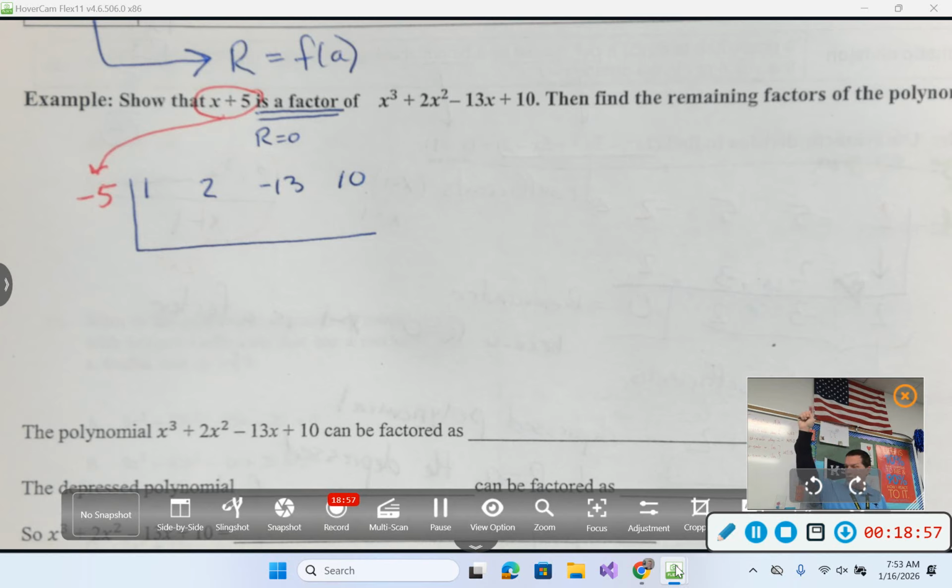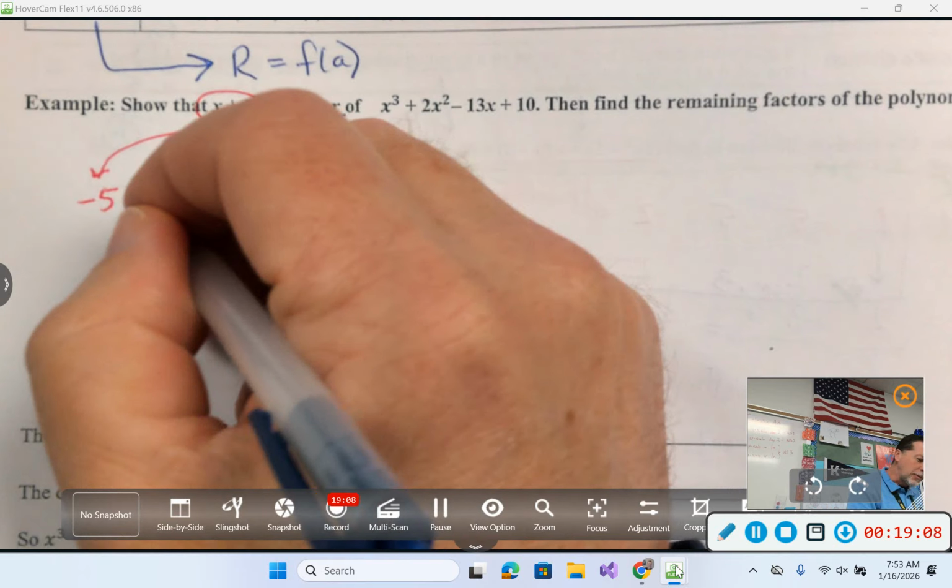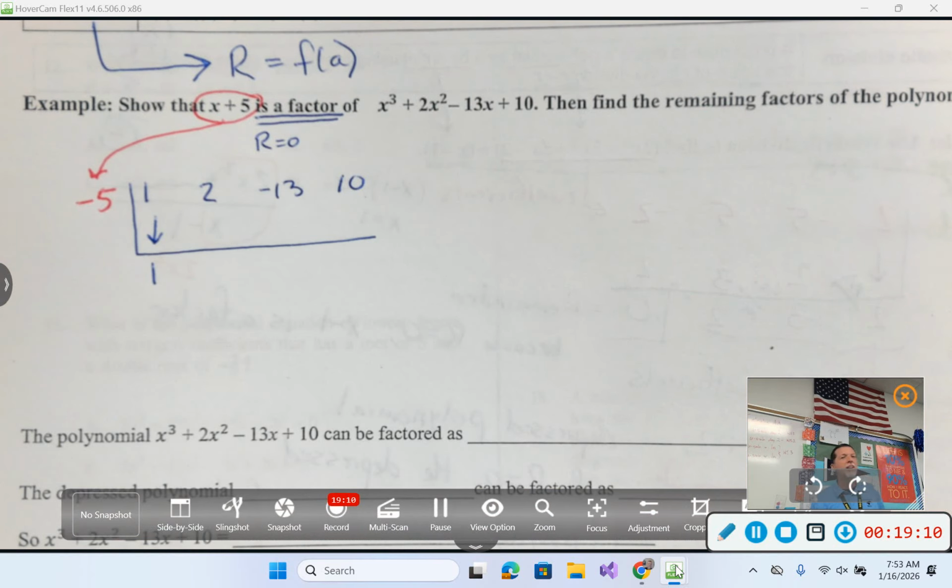Careful, don't divide, just bring the 1 down. But multiplying is where people go wrong. You do a bunch of these and your brain just starts, oh yeah, multiply, divide, multiply, divide. But don't do that to start. You've got to just bring the 1 down to get started. Then you can multiply, divide, multiply, divide.